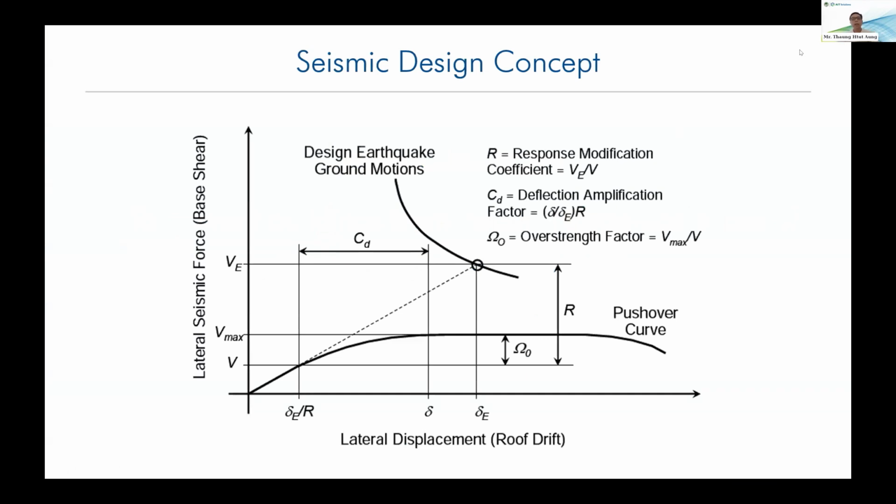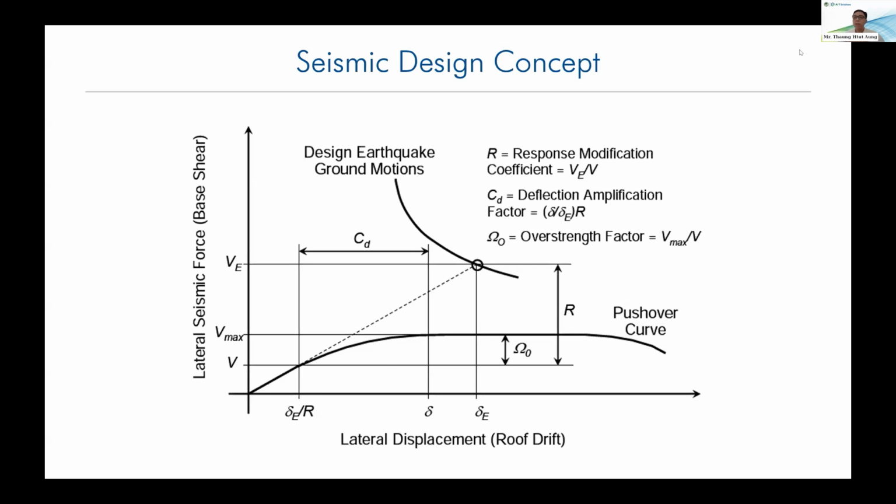When we design normal residential buildings, we do not design those buildings to remain elastic under strong earthquakes, as Dr. Naveed mentioned. If we design them to remain elastic, earthquakes may or may not happen during the lifetime of the building. So if we design like that, our design may not be economical.